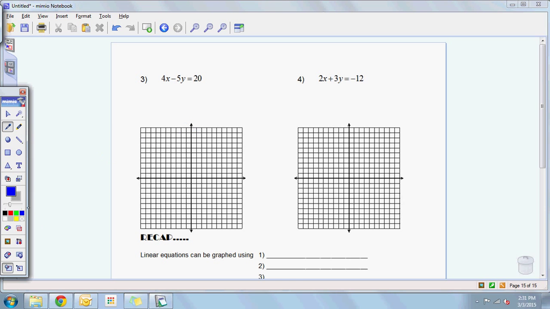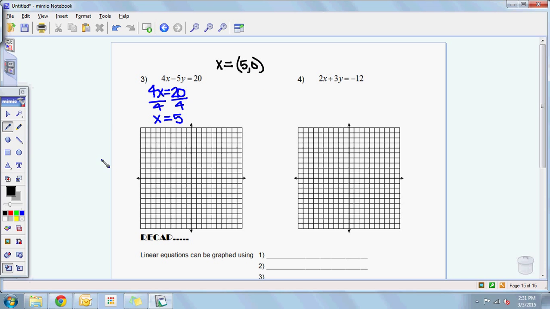But here we go. All right, so I'm going to find that x-intercept by covering up the y. So what I'm left with is 4x equals 20. I'm going to solve for x by dividing by 4. So x is equal to 5. Okay, and as an ordered pair, my x-intercept would be (5, 0).